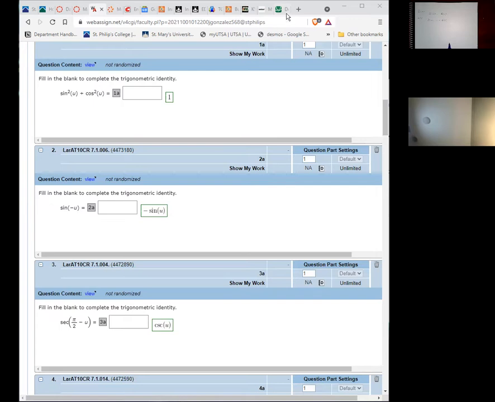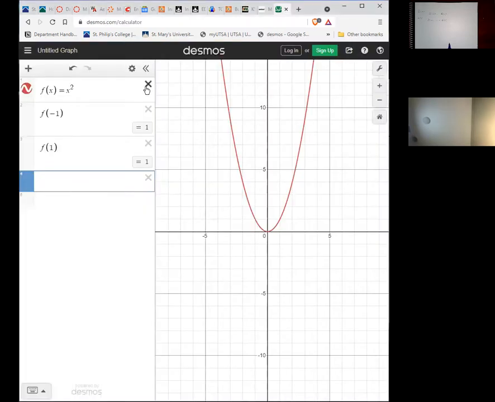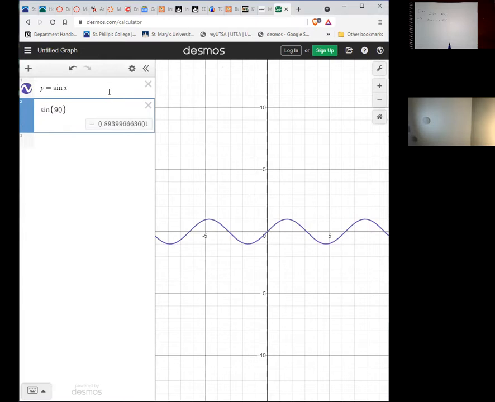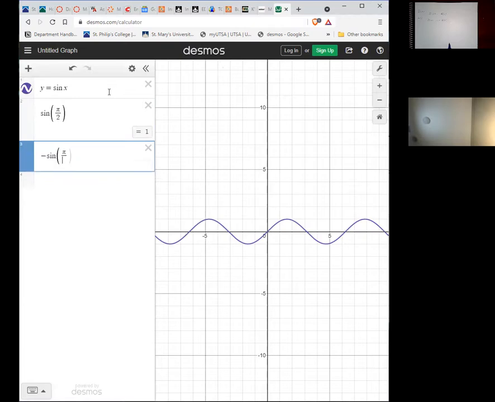So visually, that's the same as saying this, really. So if we had a sine function, sine of 90 degrees, make it an easy one. Pi over 2. Negative sine pi over 2.